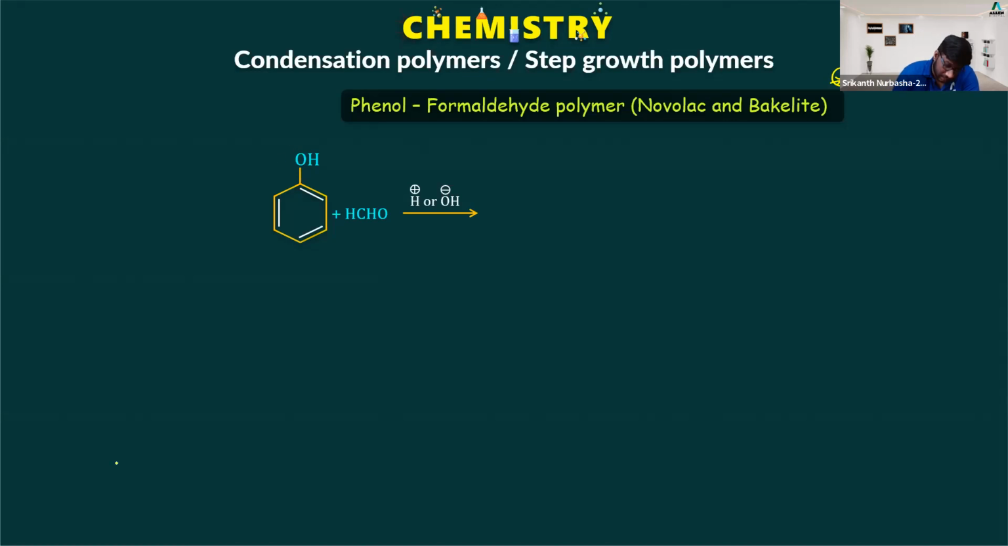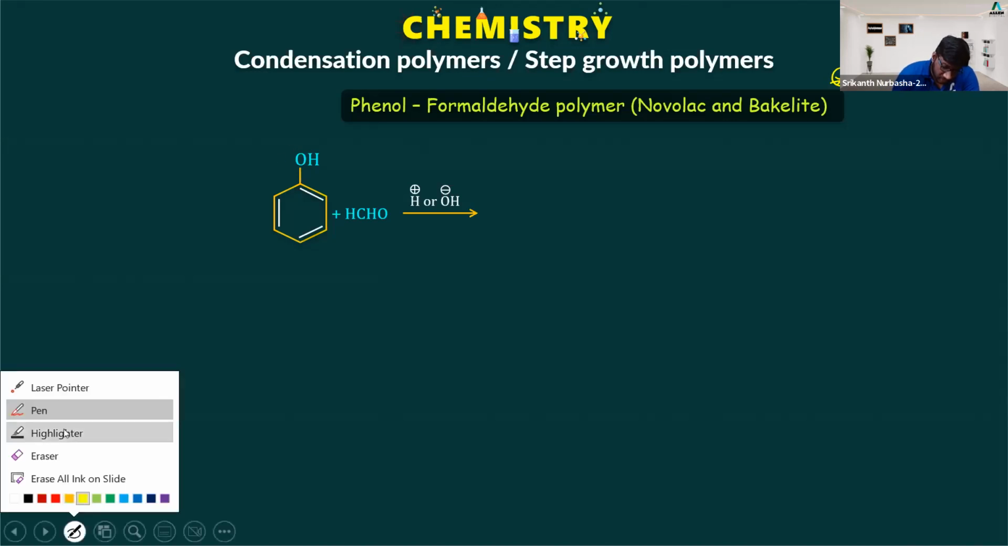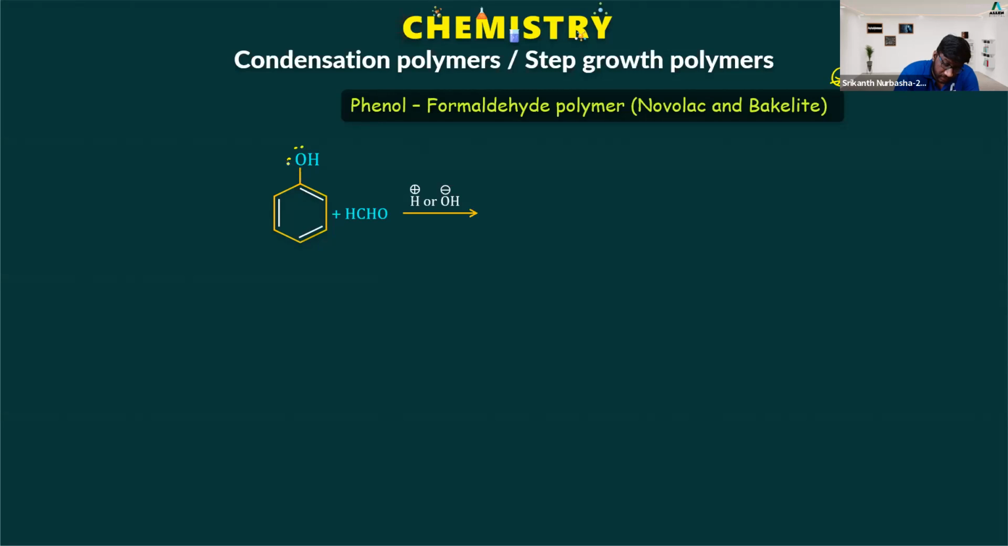So we can say the lone pair of electrons present on oxygen will ultimately increase the electron density at ortho and para positions. So the electrophile is going to attack at ortho and para positions. Out of ortho and para, ortho is going to be the major product. And the ortho-hydroxymethylphenol will be polymerized again to produce Novolac, which is a linear polymer. Understand this point carefully.